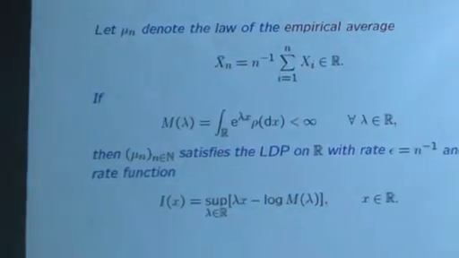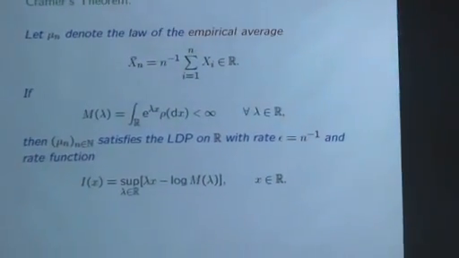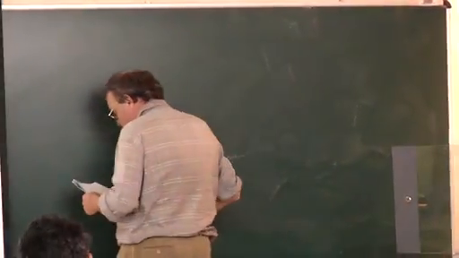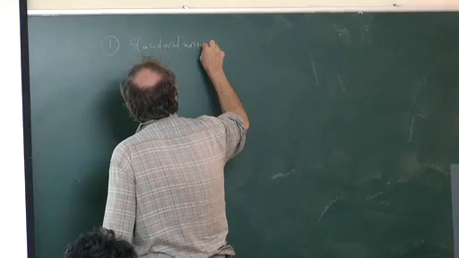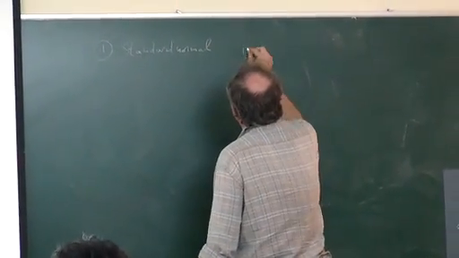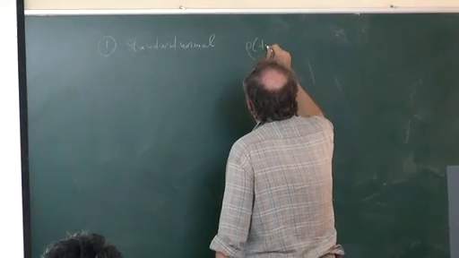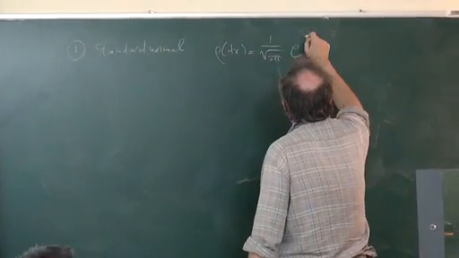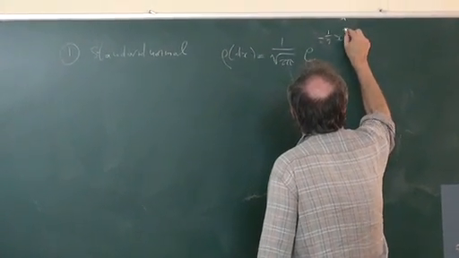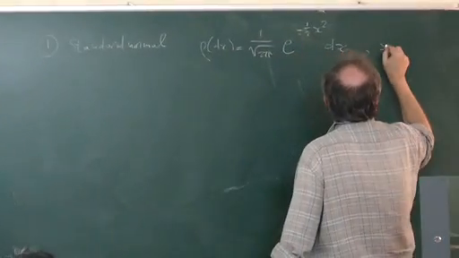It's interesting to use this formula to see what it would give for your rate function. I'm going to look at three cases. The first case is the standard normal distribution. This would correspond to rho of dx being 1 over the square root of 2 pi, e to the minus 1/2 x squared dx, where x is in R.